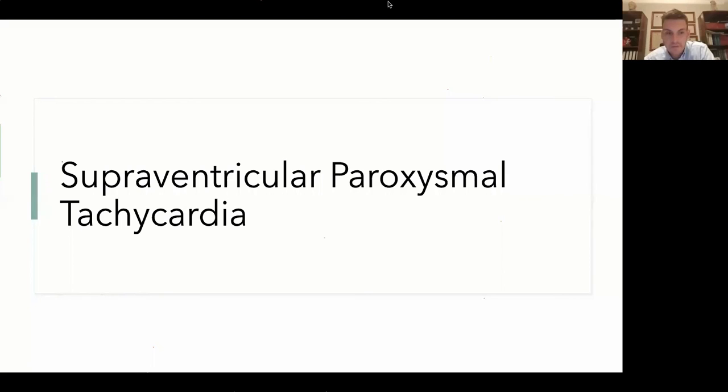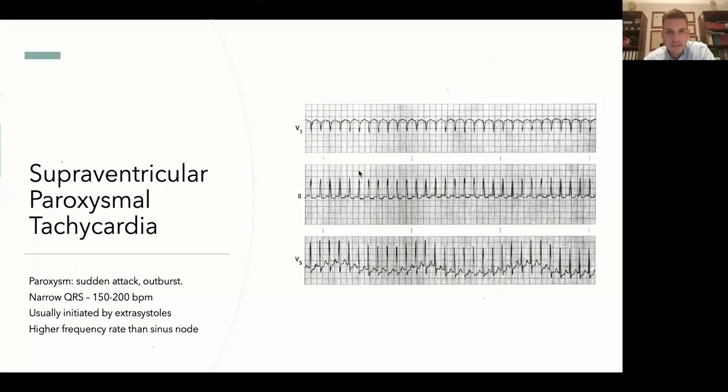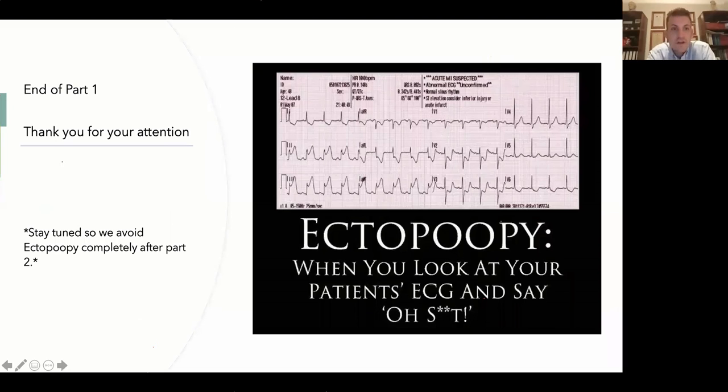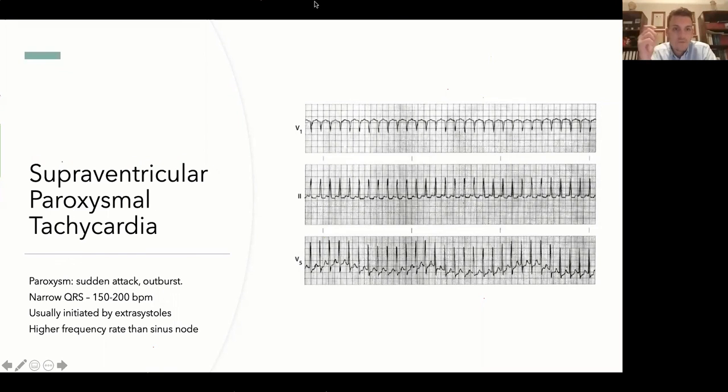And last but not least will be the supraventricular paroxysmal tachycardia. Again, it sounds like gibberish, but if you take it one by one, it makes sense. Supraventricular, what does it mean? We said that an arrhythmia that is supraventricular will present with a narrow QRS, okay? Tachycardia means that the rate is more than 100, and you can see here the rate is crazy fast.